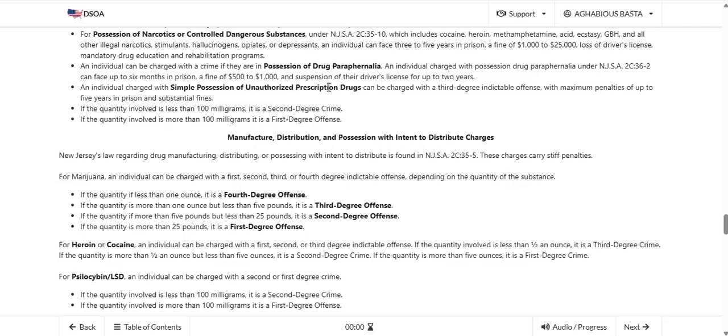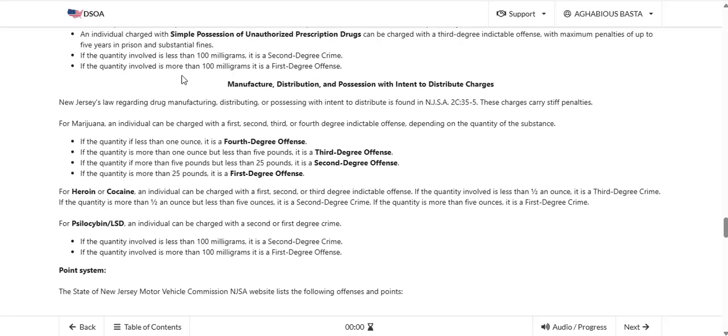An individual charged with simple possession of unauthorized prescription drugs can be charged with a third-degree indictable offense, with maximum penalties of up to 5 years in prison and substantial fines. If the quantity involved is less than 100 milligrams, it is a second-degree crime. If the quantity involved is more than 100 milligrams, it is a first-degree offense.